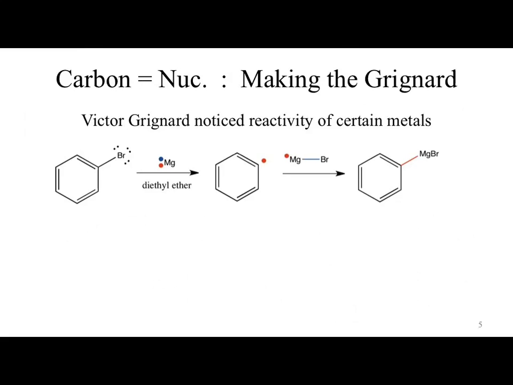Let's go through and take a look at Victor Grignard's reagent. I'm going to call him Victor Otto Grignard, just for you. So what he did is he noticed that some organic materials responded oddly in the presence of some metals. In particular, magnesium was the one he looked at in this case.